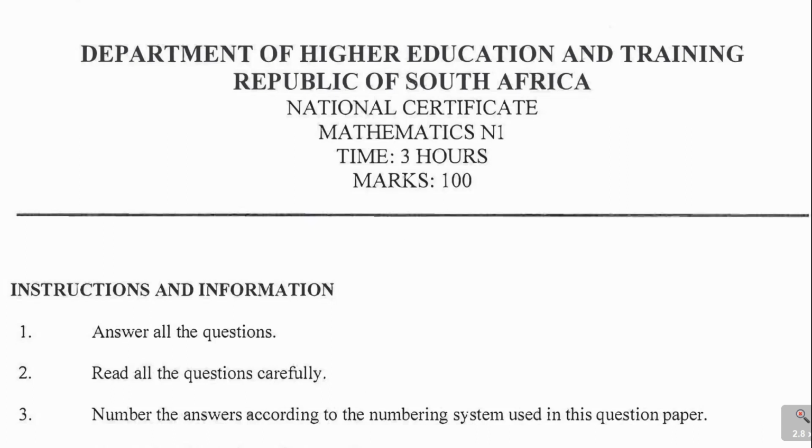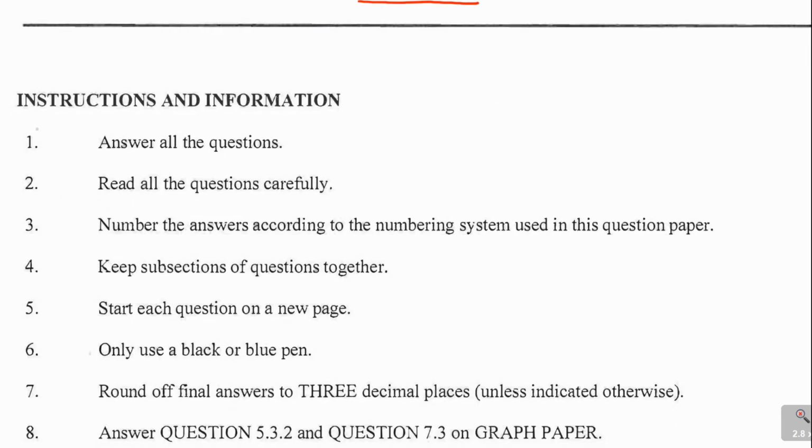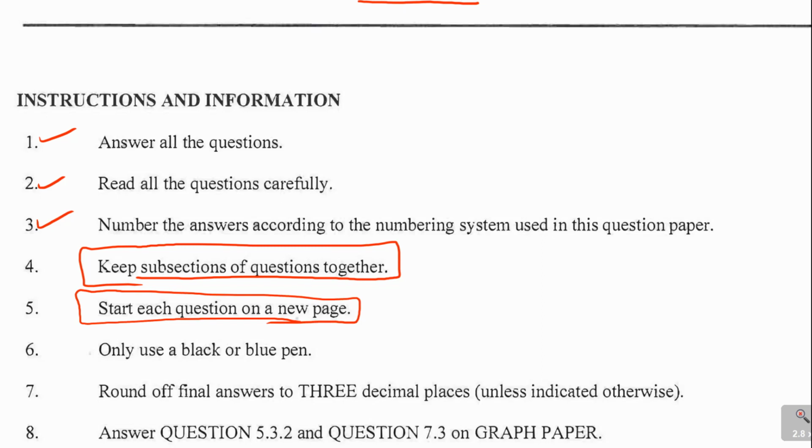So first one is 3 hours and it's out of 100 marks. And they're saying answer all the questions, read all the questions carefully, number the answers according to the numbering system used in this question paper, keep the subsections of questions together. So ensure that when you start answering question 1, you answer the whole of question 1. Number the answers according to the numbering system. Don't come with your own numbering system. And then start each question on a new page, just for neatness and presentation.